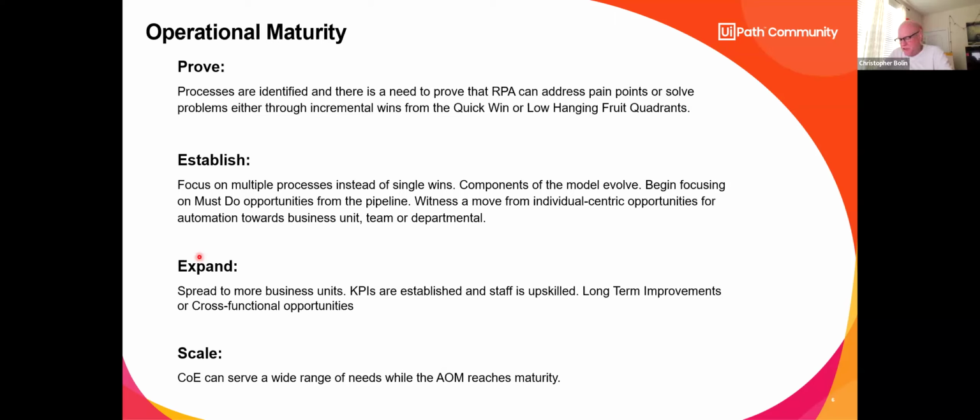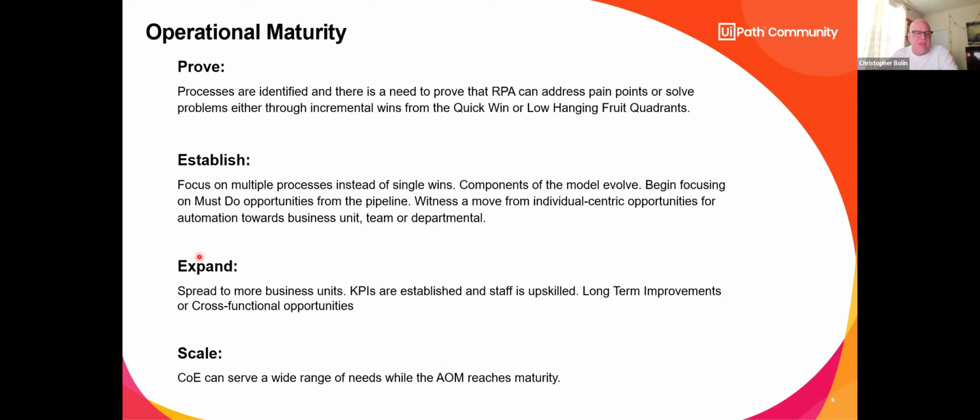Expand. We want to go to more business units. We want to cover different areas of the organization. We want to grow it. We are done with our must-do improvements. Our pipeline's filling with more improvements. At this point, we're moving away from individual automations and moving towards cross-functional automations that cover end-to-end processes that may cover different organizational structures within the company. And so we're moving into those long-term improvements. We're establishing KPIs. We're increasing our staff. Our steering committee is growing.